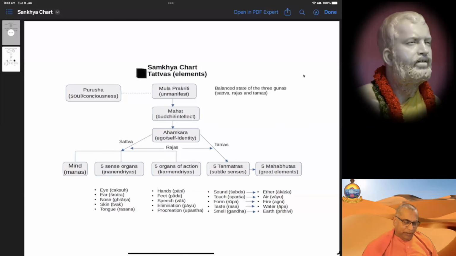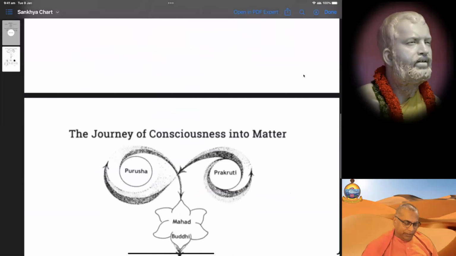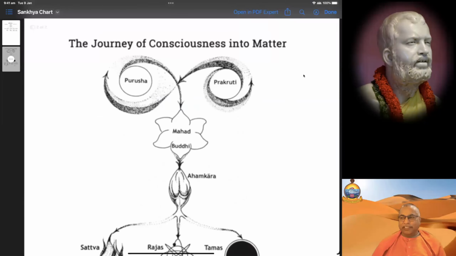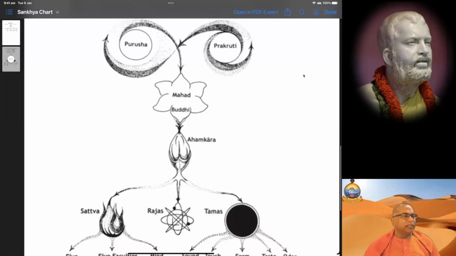I found another one that I brought in there. Let me see. Here's another one, and it says the journey of consciousness into matter. How did this Purusha end up getting mixed up and become embodied? Somebody put together an interesting drawing. There was a Purusha and Prakriti. These are the two primary elements. Somehow they get entangled into each other. You see, one is going clockwise, another one is going anti-clockwise. And out of that entanglement comes Mahat. Mahat is the cosmic mind.